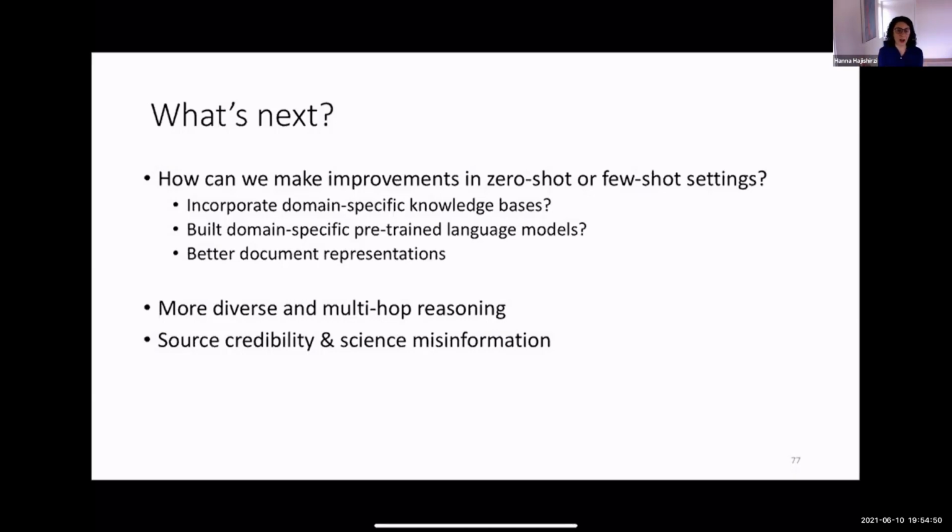There are a lot of diverse and multi-hop reasoning challenges in the scientific domain. How can we build algorithms focusing on that direction? And also, how can we push on misinformation and source credibility in the scientific domain? Okay, thanks a lot.